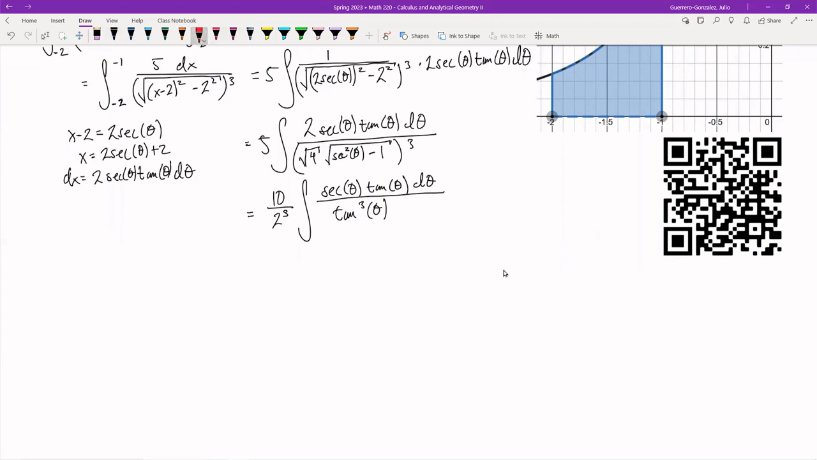I have a tangent on top that should cancel one of the ones on the bottom. This now reduces to 10 over 2 cubed. So 2 cubed is 8, times the integral of secant of theta d theta over tangent squared.